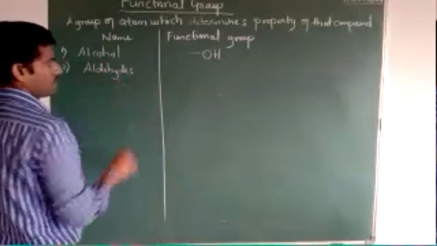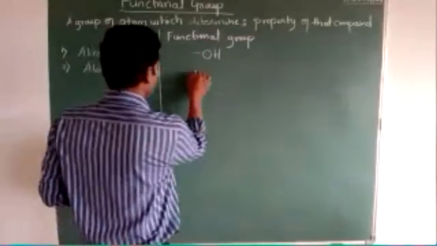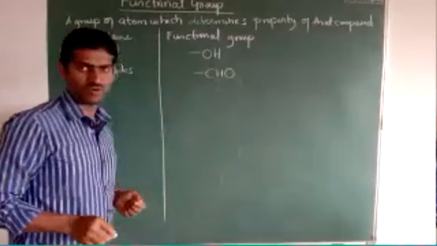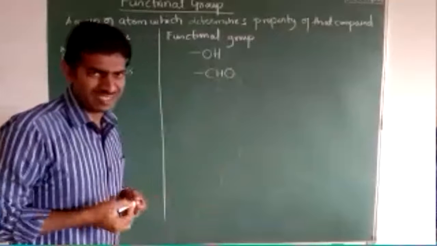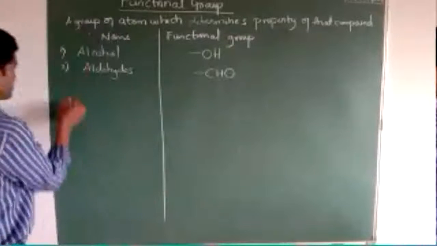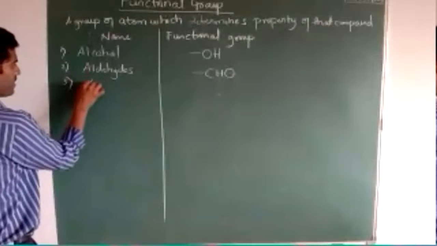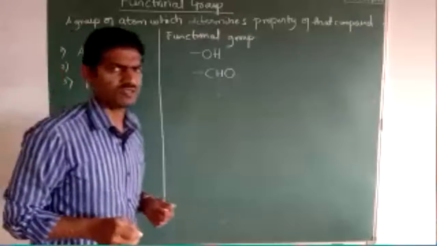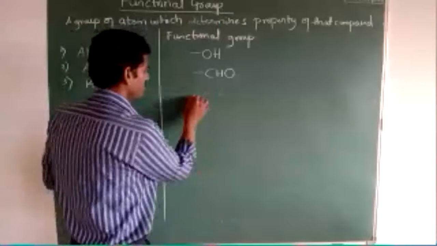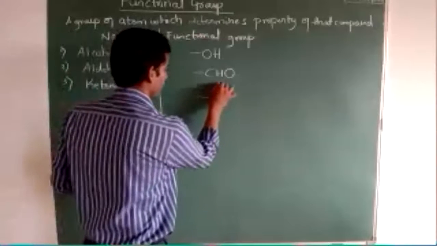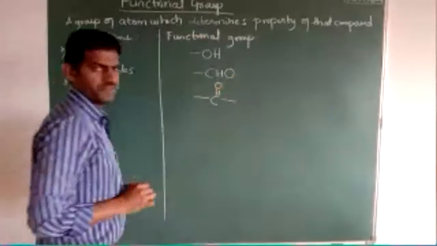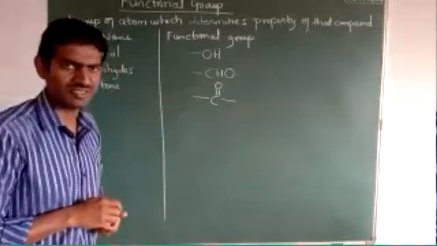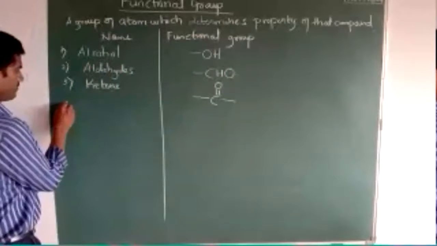For aldehydes, the functional group is CHO. Next, third one, ketone. What is the functional group for ketone? Ketone always has carbonyl CO. If it has only CO, that is the functional group for ketone.